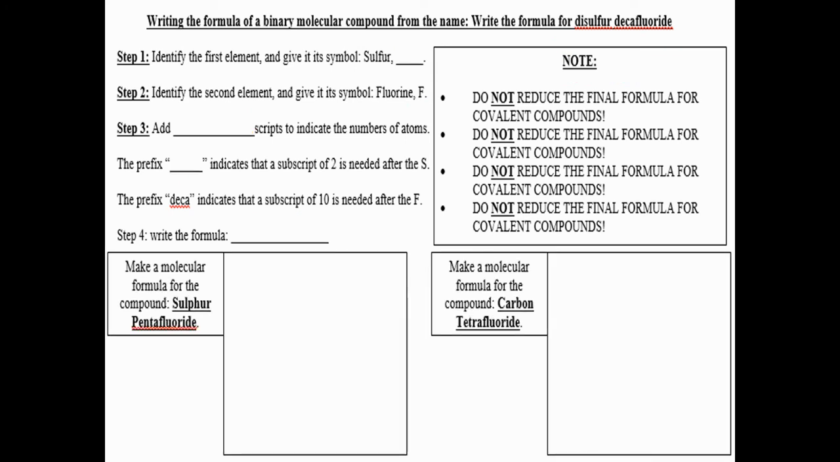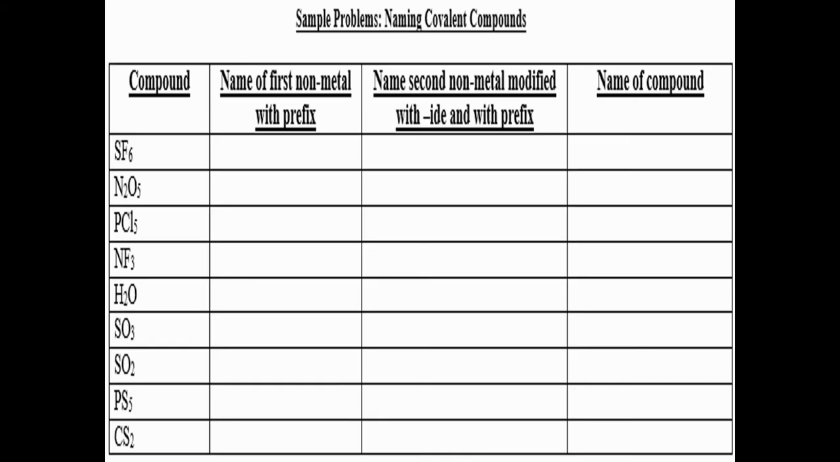Let's do a few more examples here. Sulfur pentafluoride. Nothing in front of sulfur, so you can pause the video and try it yourself. Means 1. Pentafluoride, F5. Carbon tetrafluoride. So 1 carbon, because there's nothing in front of the carbon there. And tetra means 4. So notice there's no crisscrossing, there's no reducing. It's just writing down the formula based on the name.